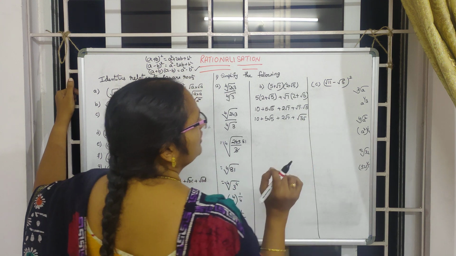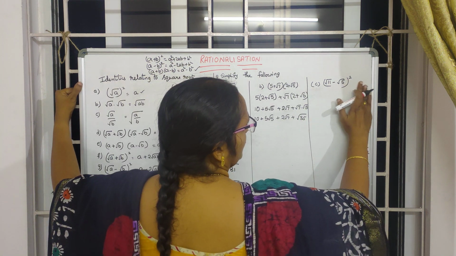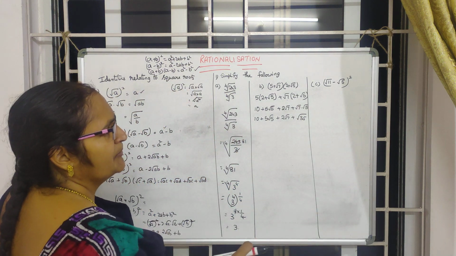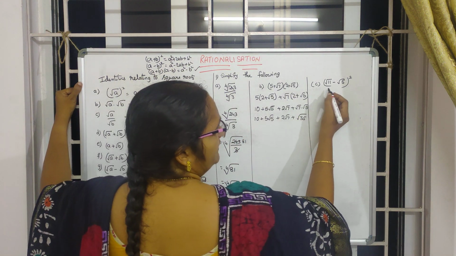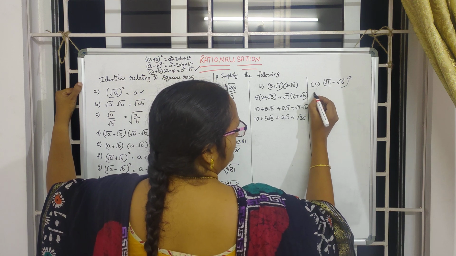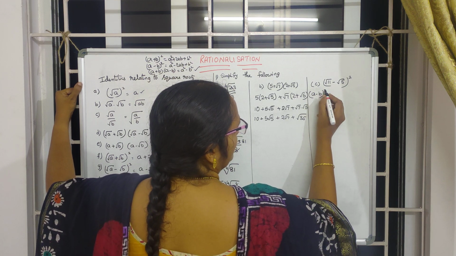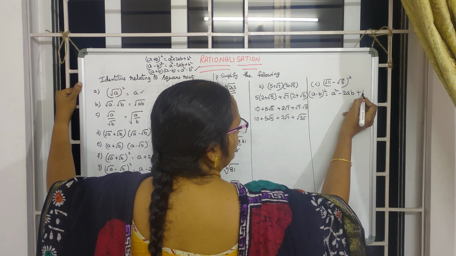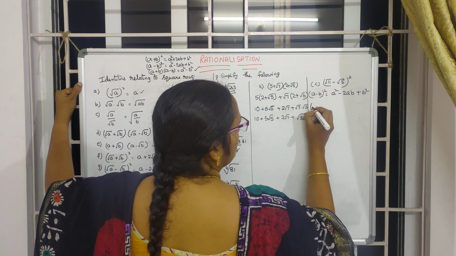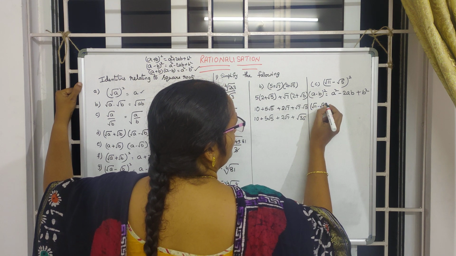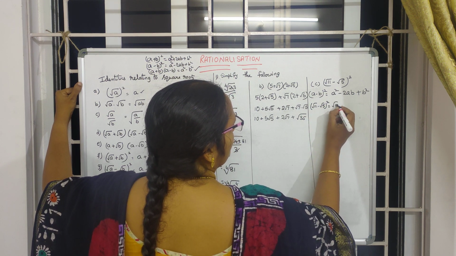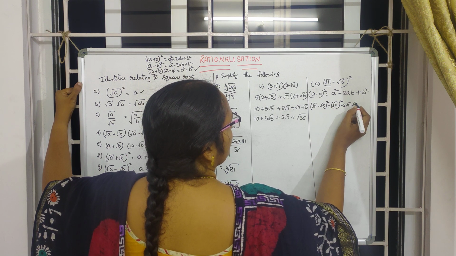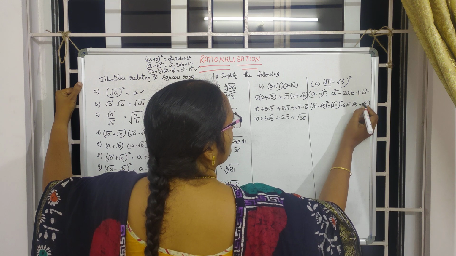Here, root 11 minus root 5 whole square. Here we can use the a minus b whole square formula. What is the a minus b whole square formula? Using the formula, a minus b whole square can be written as a square minus 2ab plus b square. So root 11 minus root 5 whole square equals root 11 whole square minus 2 root 11 times root 5 plus root 5 whole square.